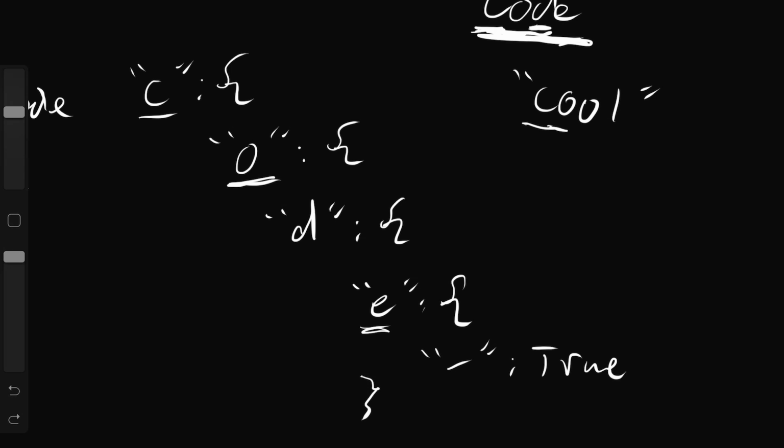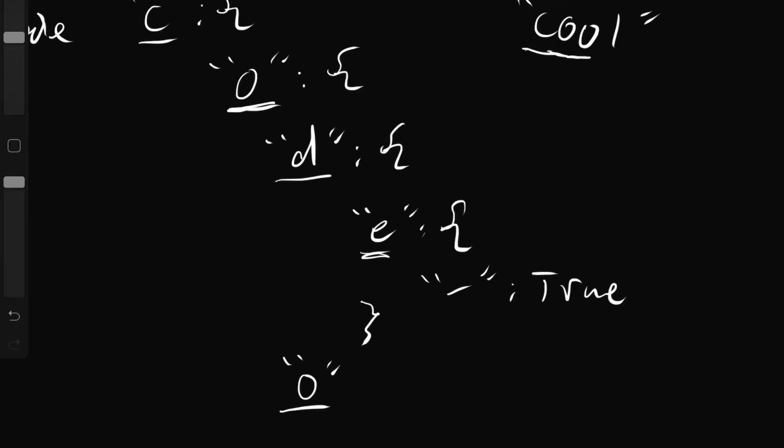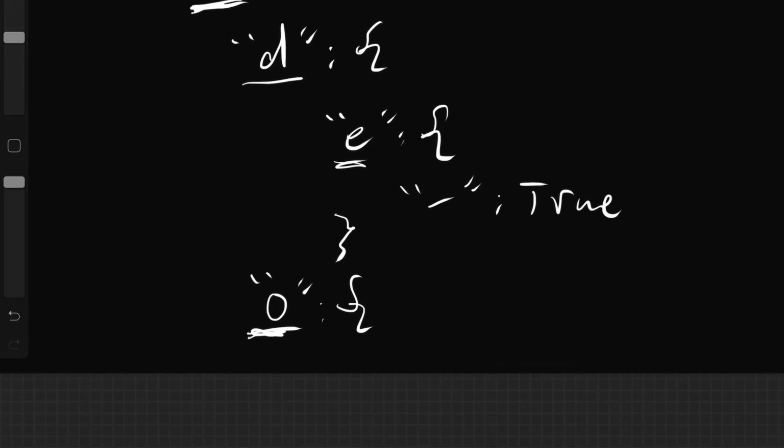But we're going to do something similar. So O will actually be within O. So we have D, and then we have O right here. And so this O is within this O's mapping right here. And then the logic continues. So then we have O, which is a map. And I'm running out of space here. But then within O, we have L, which points to another map. And then within L, we have finally our dash, which signifies that cool is a valid word.